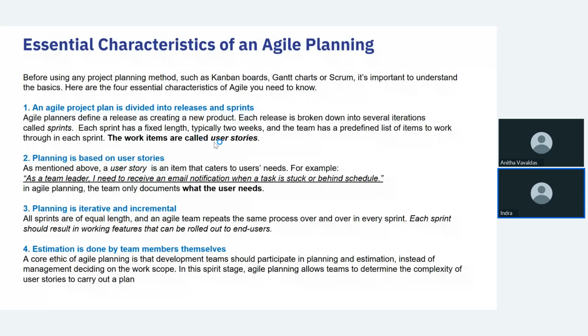So these will be represented by the user stories. Next, we have planning is based on the user story. Basically, a user story is a simple description of what the user needs. So instead of writing a long document, the agile team just focuses on what is actually important. Okay. So the question is why? Basically, it helps the team to understand what the user wants. Okay. So we have already seen the format of writing down a user story.